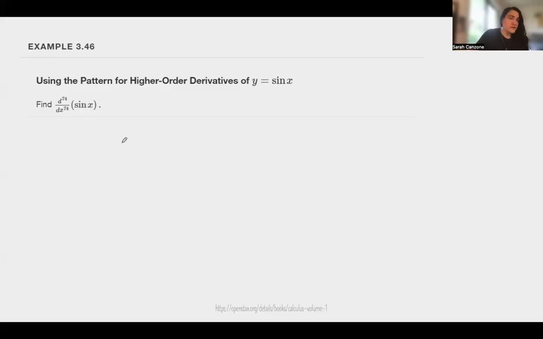So first, let's look at the number 74. Since we know that sine repeats every four derivatives, I want to find how many fours I can get into 74. Because essentially, if I take the fourth derivative, I get back to the original. If I go four more, I get back to the original. So if I can get rid of that many four derivatives, it's still the same thing as the original. So I can rewrite 74 as 4 times 18.